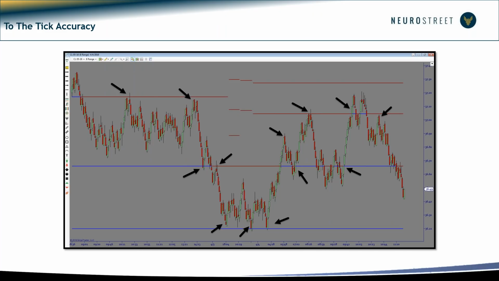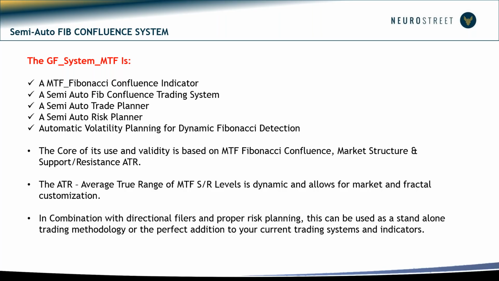So let's talk about what the system is. This is a trading system. So it acts as an indicator, but it is also a semi-auto fib confluence trading system. So what does semi-automated mean? It means it does everything except take your trades for you. So it plans your trades. It plans your risk. And it also automatically calculates volatility so that we can detect buy and sell zones around fib support and resistance. And the core of it is using fibs, structure, and ATR.